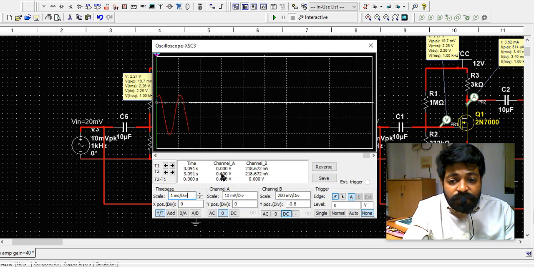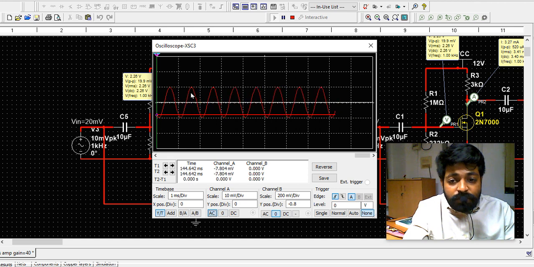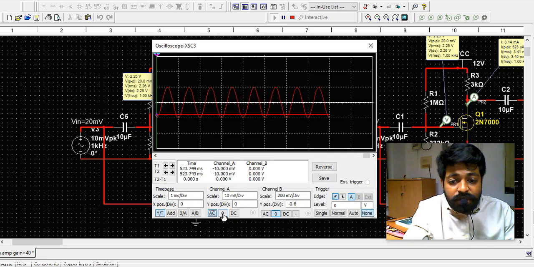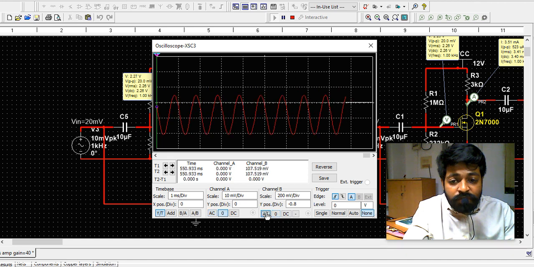Now let us verify over here and let us run. First let us verify the input: 2 units into 10 milli, so around 20 millivolts, that is your input signal. Input is 20 millivolts because we keep 10 millivolts as a peak. And if you see the output, you make the input 0 so that we will see the output over here. So this is what we have as output.